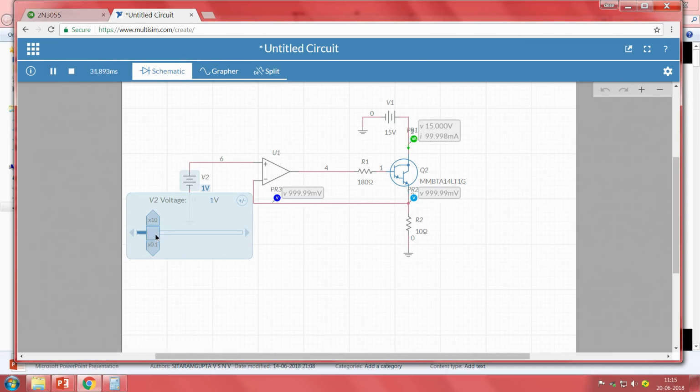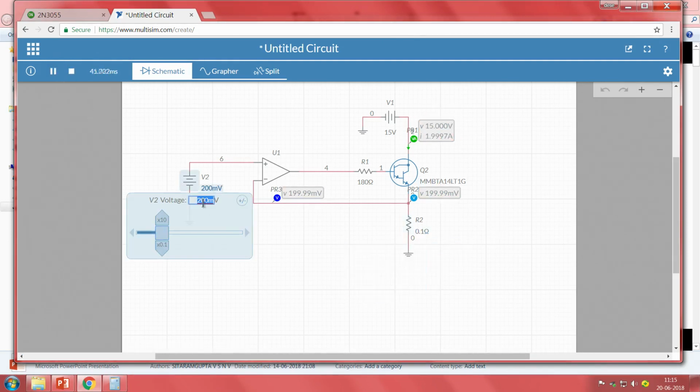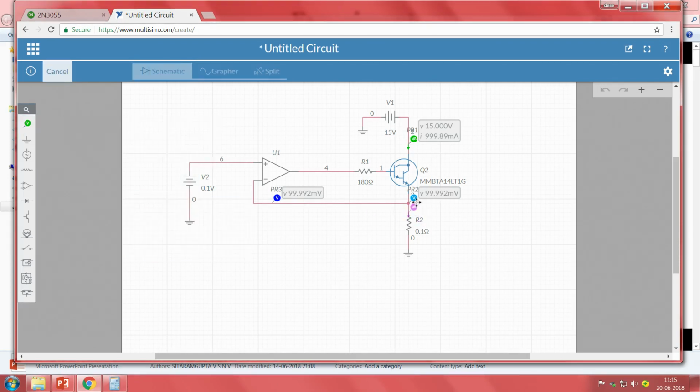Sorry, the current will be always decreasing, right. Now, what if I change the resistance value? So, we will go back to the 0.1 ohm resistance, and let me start from 0.1 volt, right. What I will do is take voltage and current, and keep it here. So, we can see both the voltage and current now.